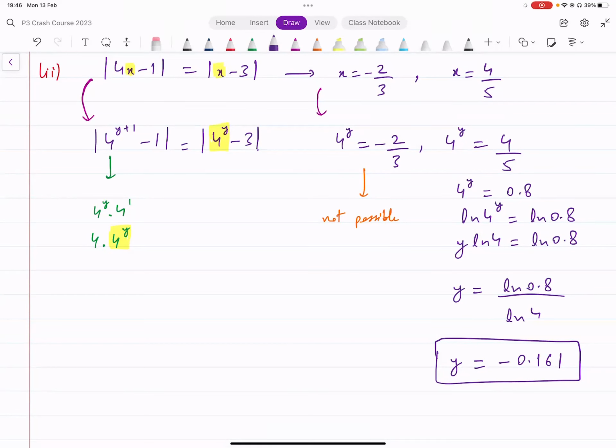Make sense? Any issues with this? Any questions? No, sir. No? Okay, one last question, then we start linear law after that. Okay, one last question.